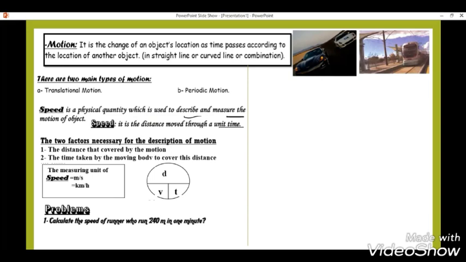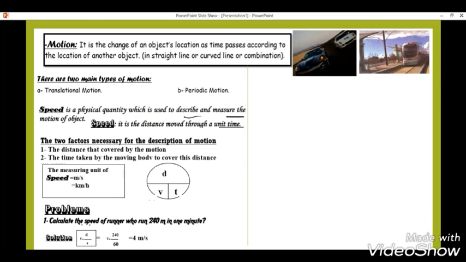Calculate the speed of a runner who runs 240 meters in 1 minute. The problem in this part is to convert the minute to seconds. To calculate the speed, we need meter per second or kilometer per hour. So 240 divided by 60 seconds equals 4 meters per second.